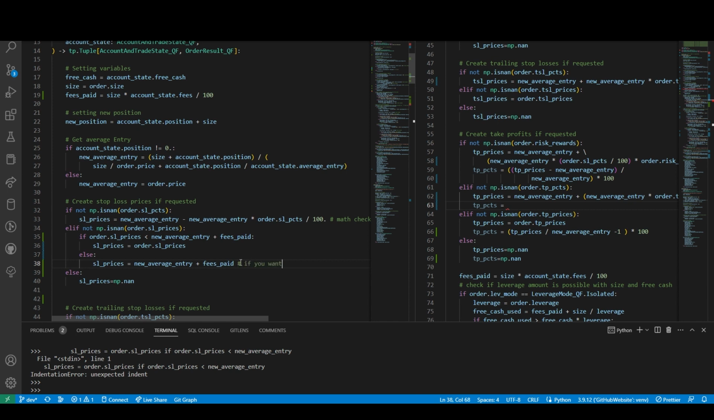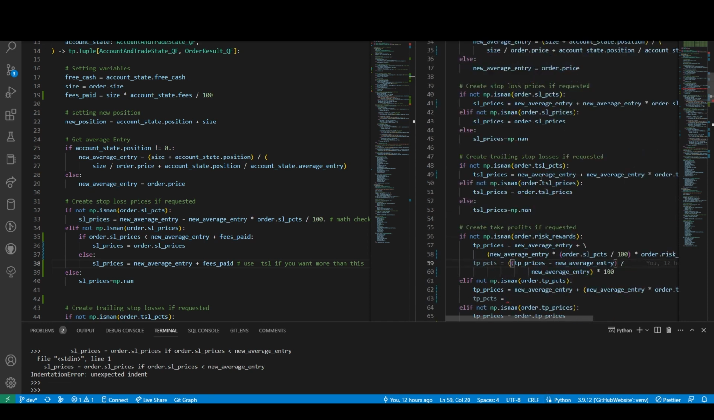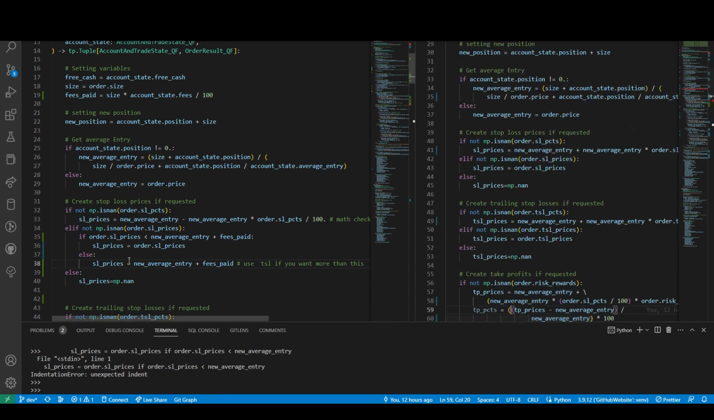If you want high, to use trailing stop loss if you want more than this. Okay. So here we just added this.